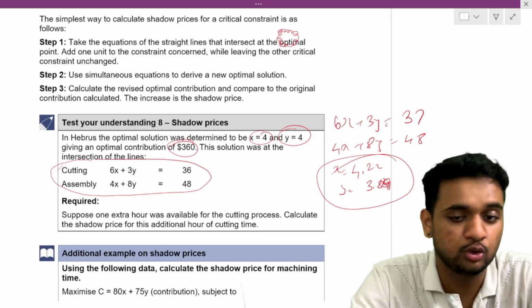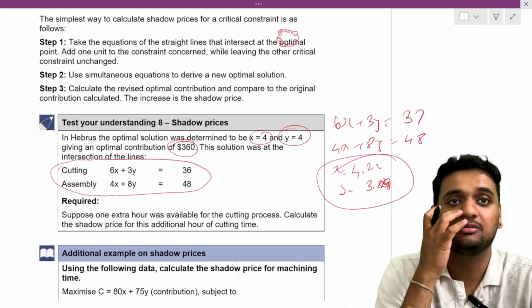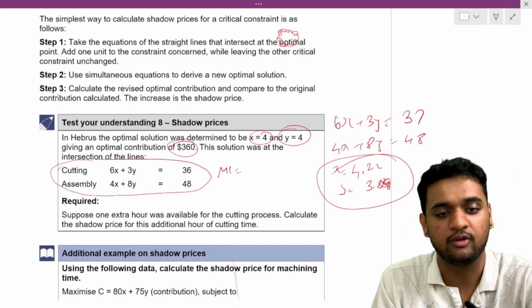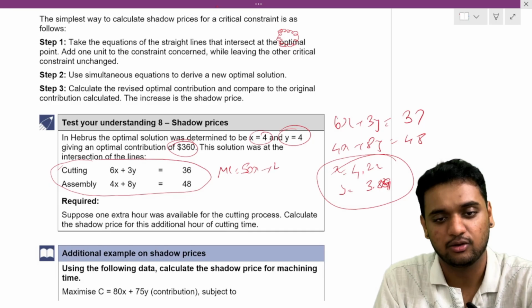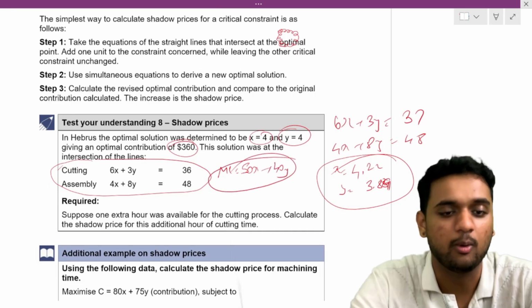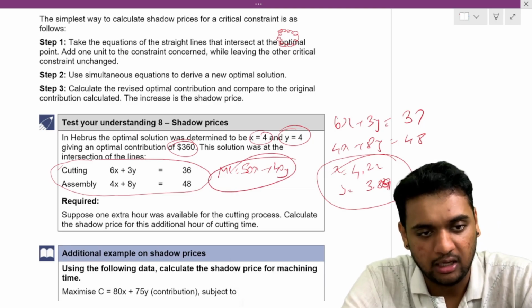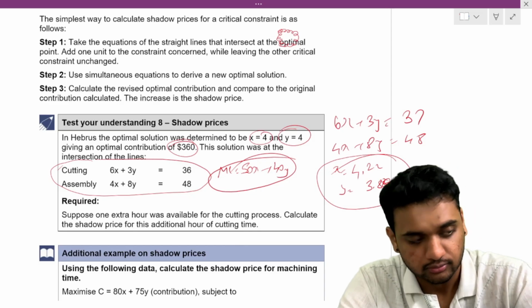Go and substitute this in your maximum contribution line. What is the maximum contribution line? The maximum contribution we got earlier from that question is 50x plus 40y. Substitute x and y and tell me how much contribution we are getting.